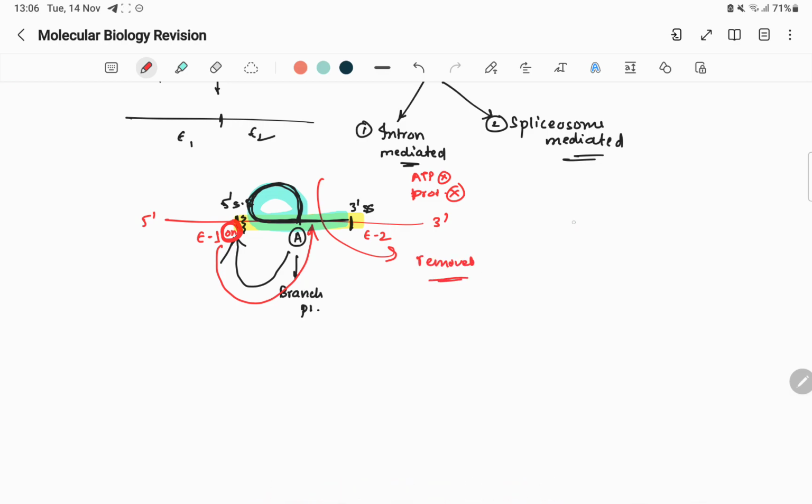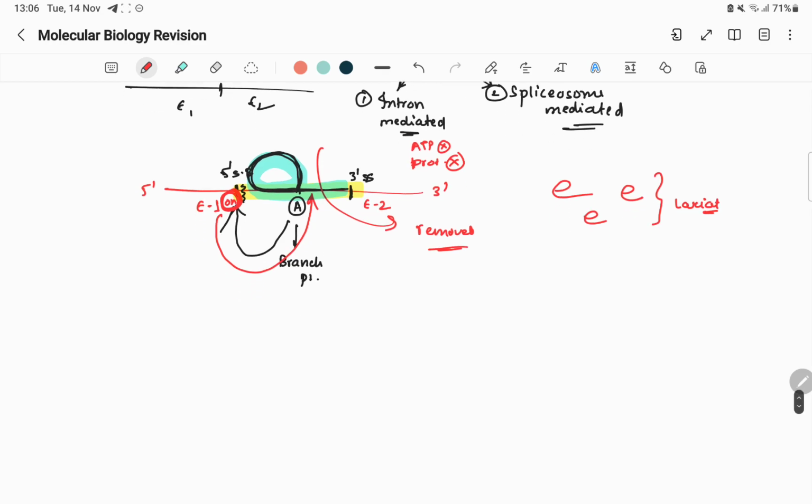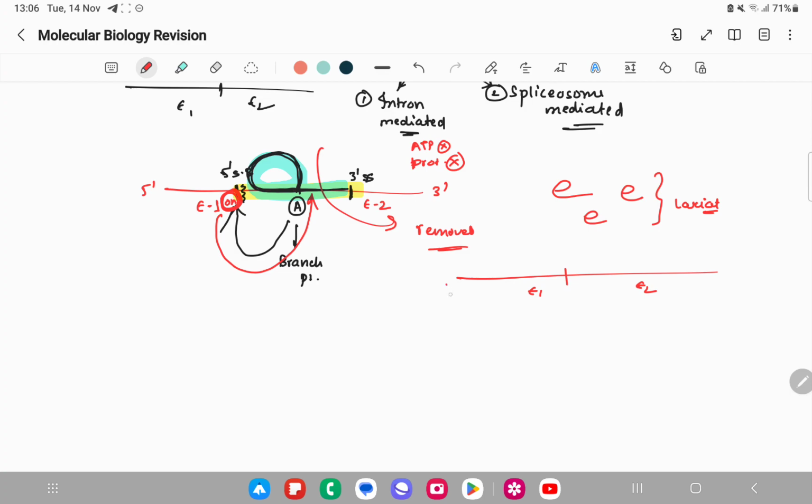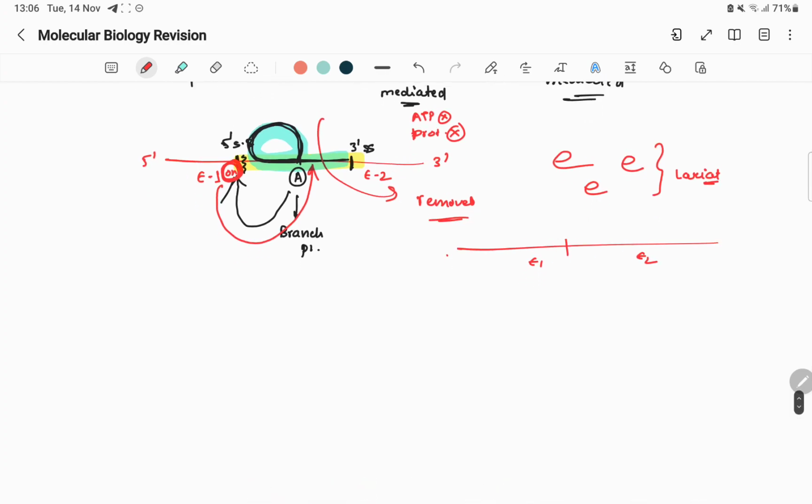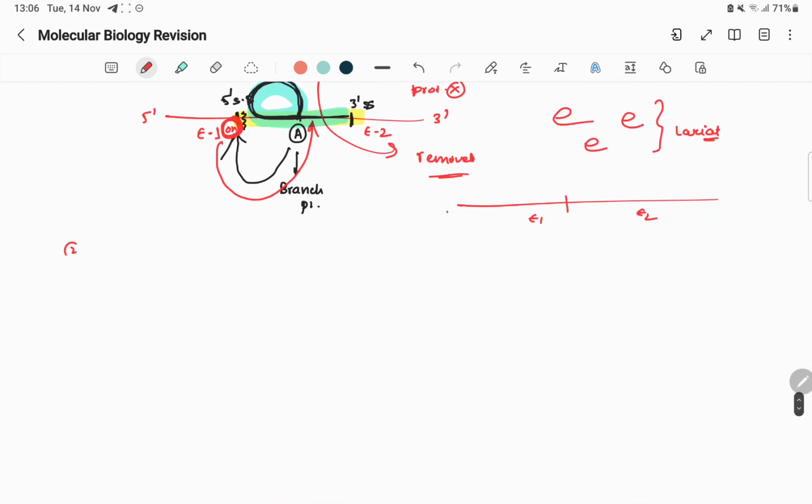Understood? This removed part is shaped like this, and these are called lariats. So this is removed, and your exons E1 and E2 are joined here. Understood? So this is called intron mediated splicing. Then another one is spliceosome mediated splicing.